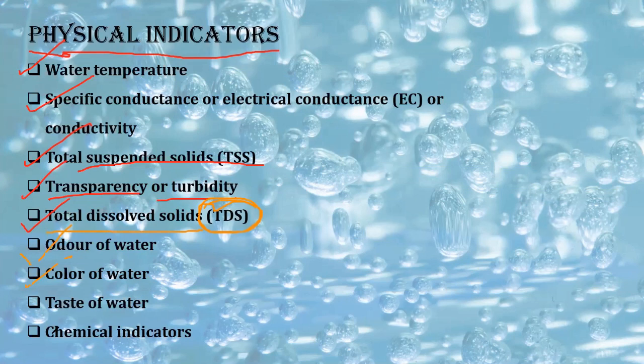Next are odor, color, taste, and chemical indicator. The odor and color test is quite good. Chemical indicator means nothing but the pH of water, or what type of chemical analysis we can do using that particular water. So these were the physical characteristics.